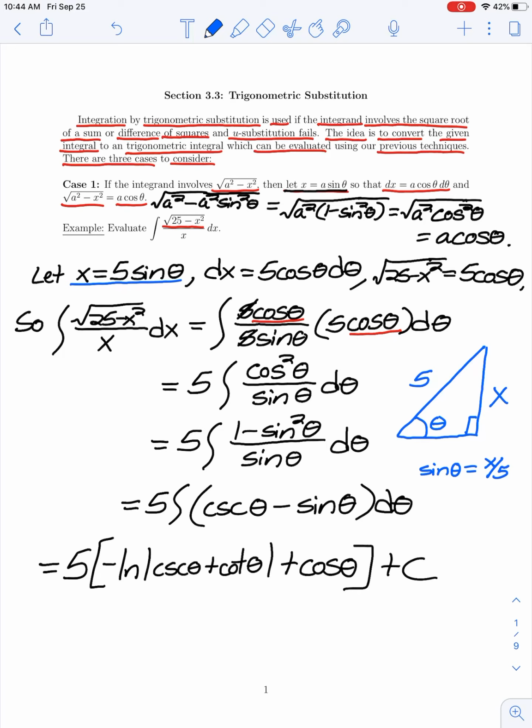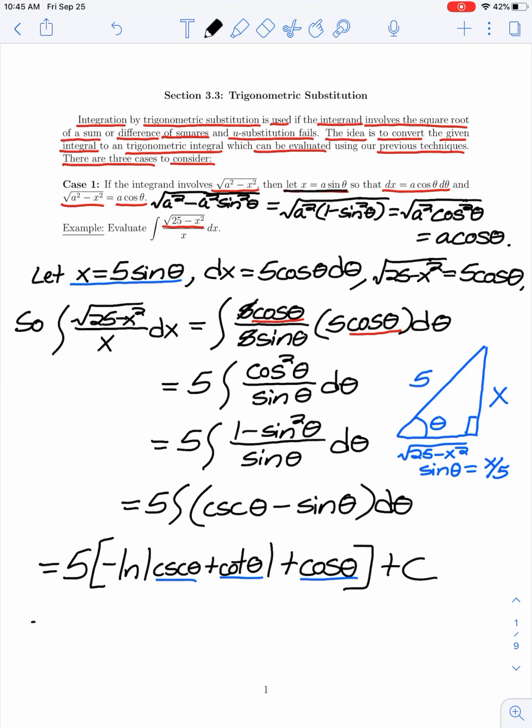And sine of theta is defined as the opposite over the hypotenuse. So I still need to find the third edge of this triangle, which I can do by using the Pythagorean theorem. So solving for the length along this third edge, it would be given by the square root of 25 minus x squared. And this reference triangle will allow me to determine the values of all of these trig functions, say cosecant theta, cotangent theta, or cosine of theta, in terms of x. So let's look at it.